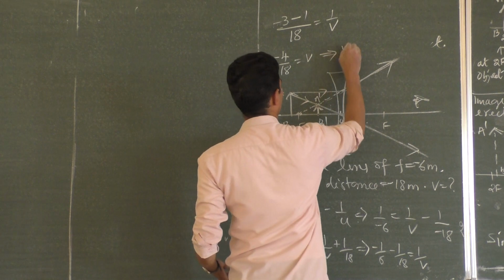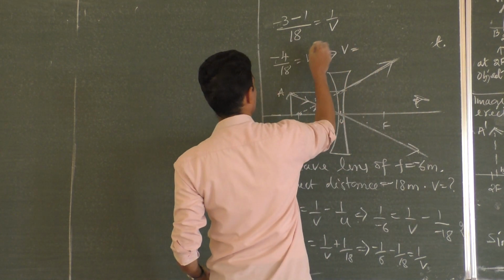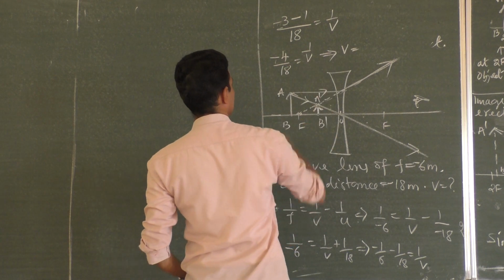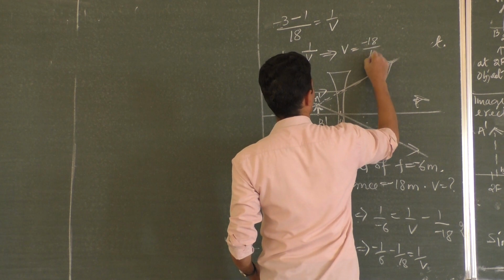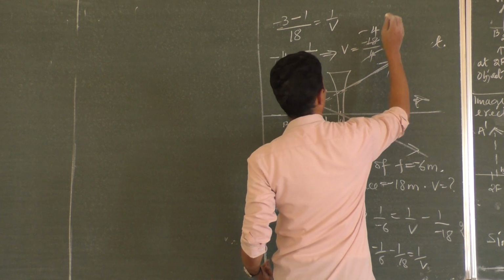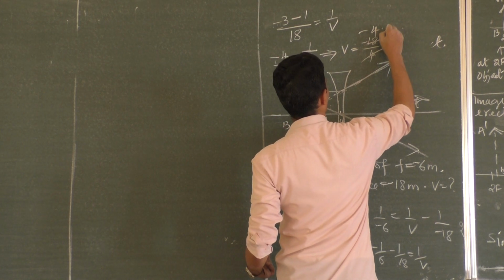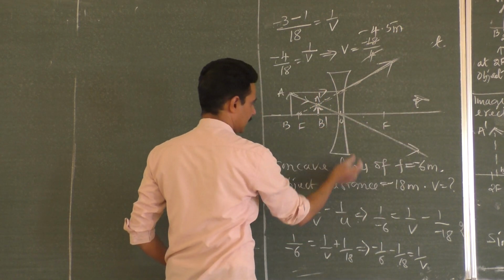Minus 4/18 is 1/v, right? What is v equal to? v = -18/4, that is, 4 4s are 16, and the answer is minus 4.5 meters, that means towards this side.